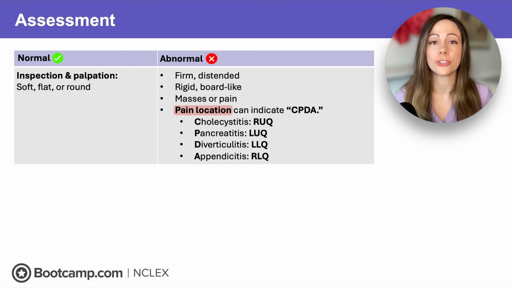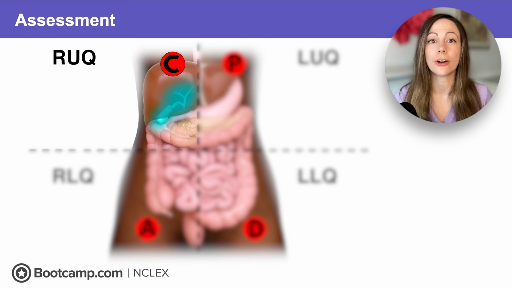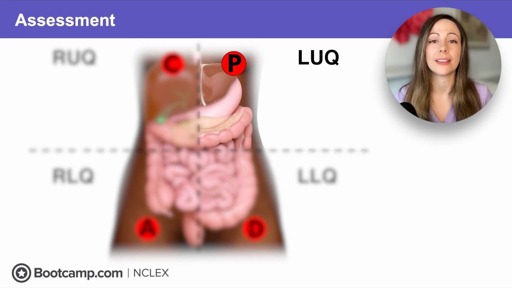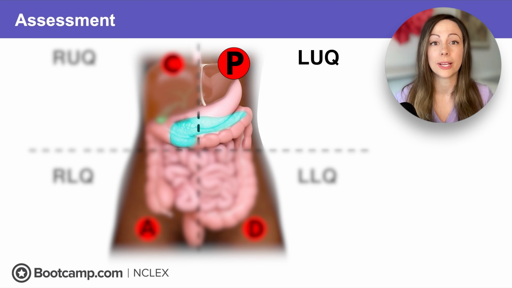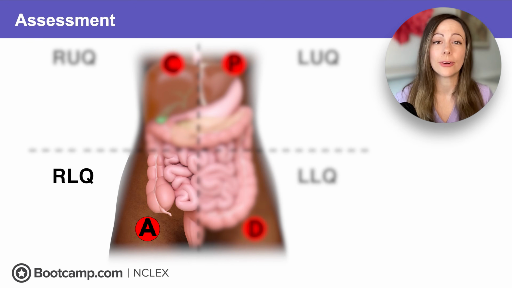Pain location is also super important, so this mnemonic, CPDA, can help you remember. In the right upper quadrant, that's where the gallbladder is, so think C for cholecystitis. Then in the left upper quadrant, that's where the pancreas is, so if there's pain, it could be pancreatitis, that P. In the left lower quadrant, that's where the sigmoid colon is, and that's where there's often pain because of diverticulitis. Then the right lower quadrant, that's where the appendix is. So if there's pain, we think appendicitis.